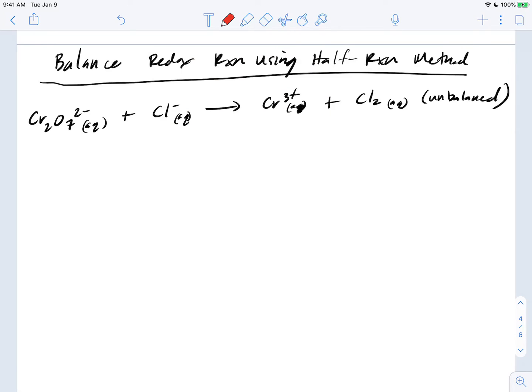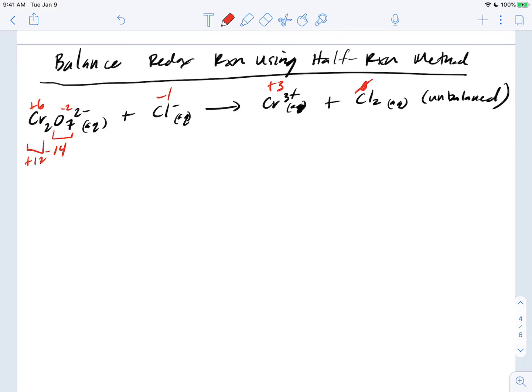So chlorine has a -1. Again, we've already done this, but we'll do it again. This is -2 for each oxygen. That's going to be -14. We need to have -2 charge, so this has to be +12. So each chromium is +6. If we then look at this side, this is +3, and Cl2 is 0.